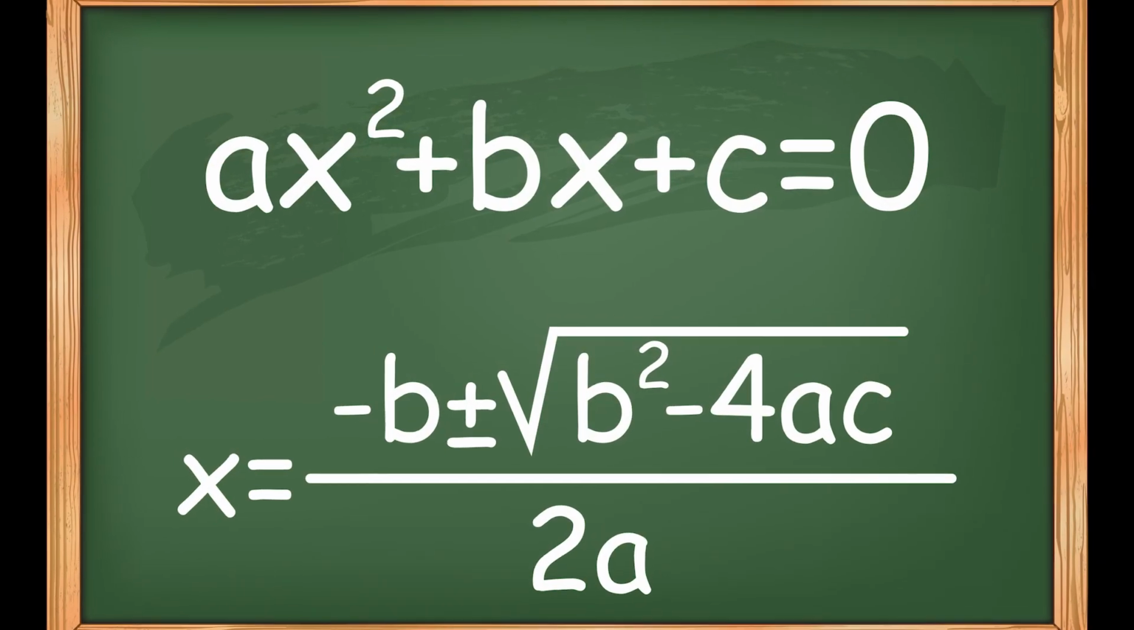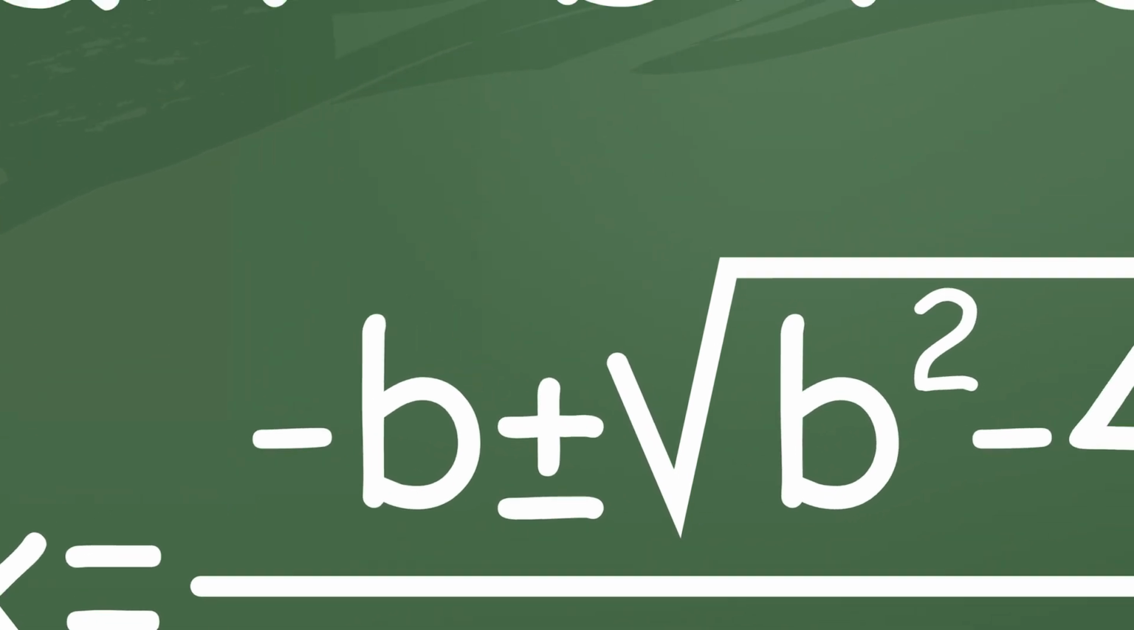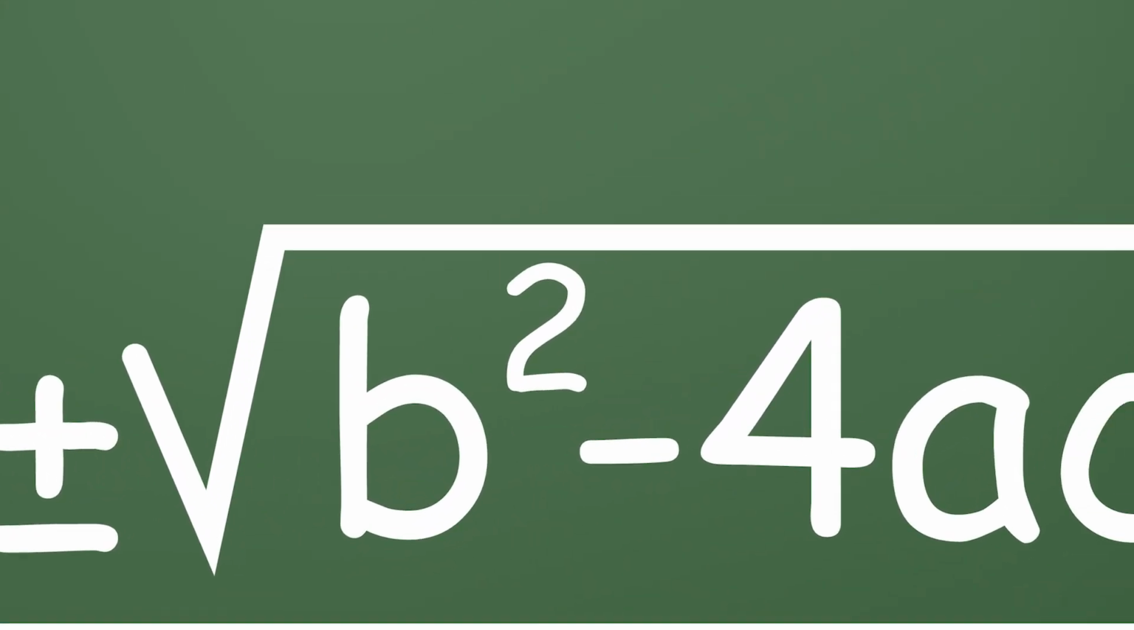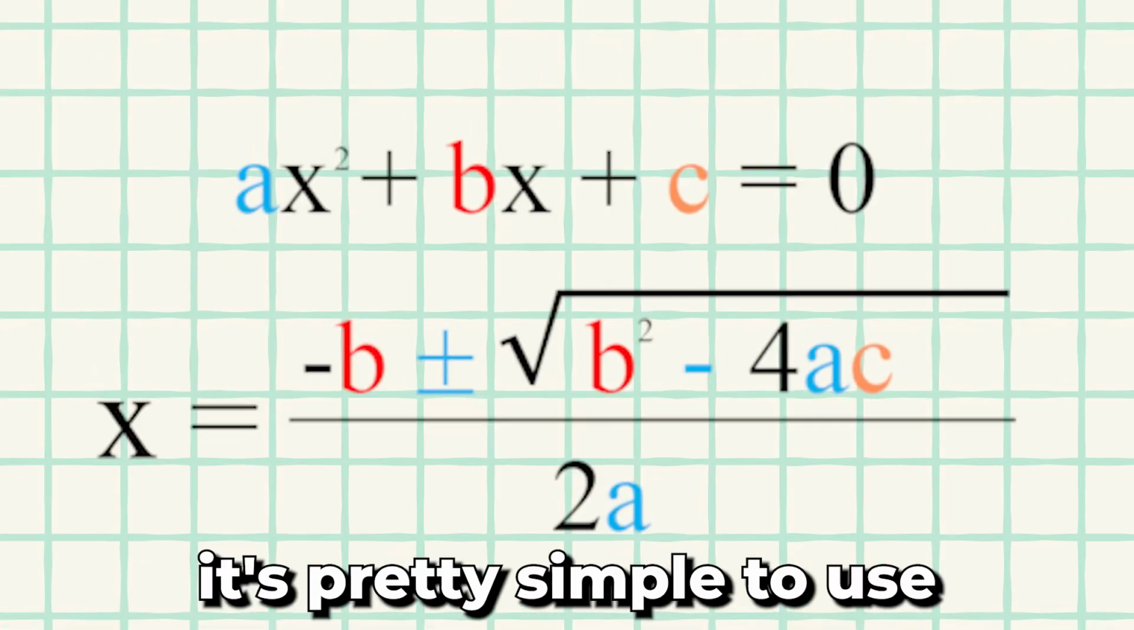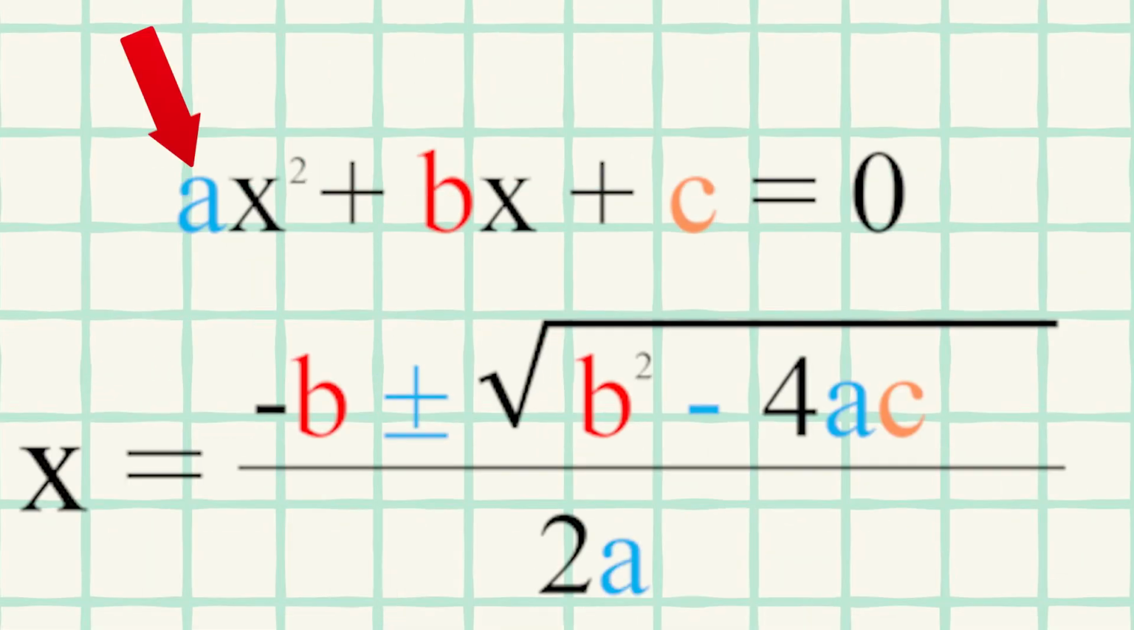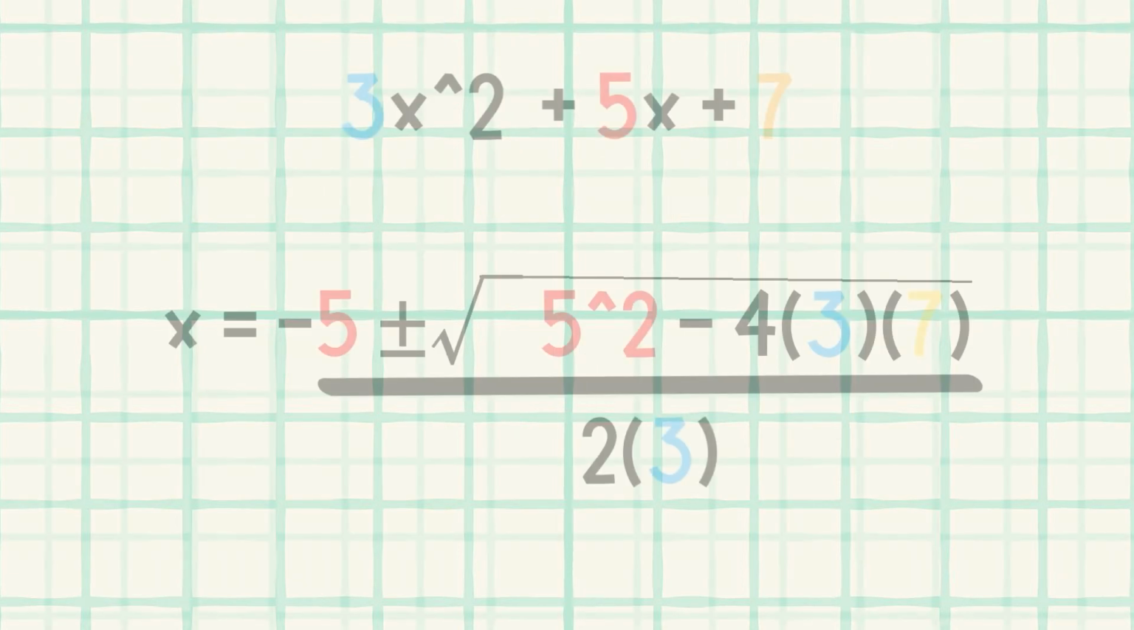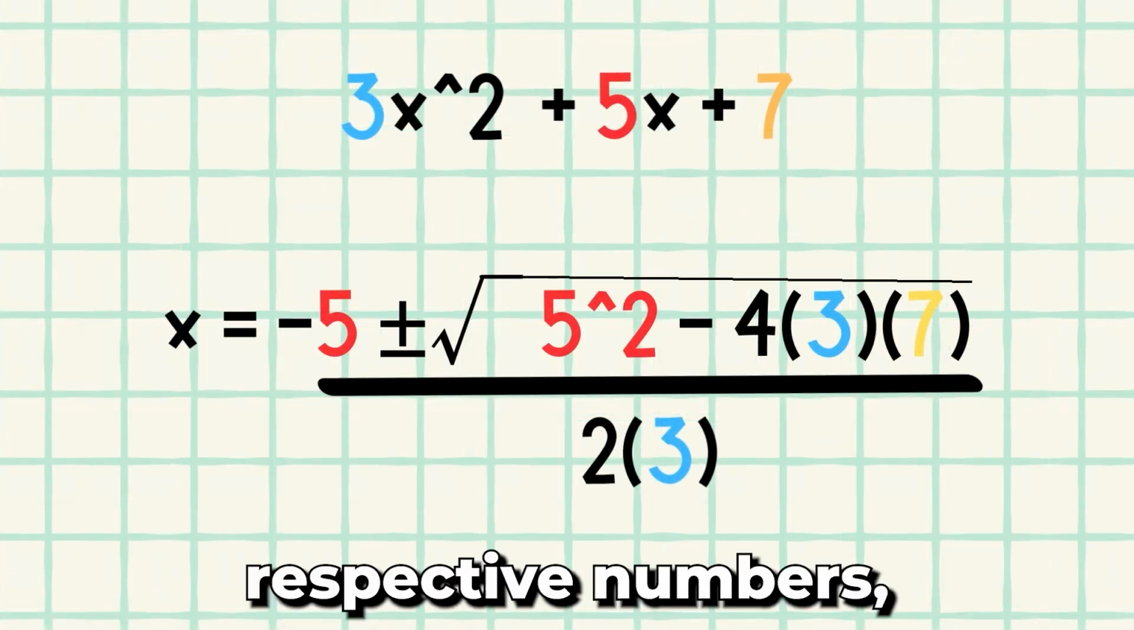The quadratic formula is x equals -b plus or minus the square root of b squared minus 4ac over 2a. It seems complicated, but it's pretty simple to use. In this formula, a is the number in front of x squared, b is the number in front of x, and c is the constant. You simply have to just replace the variables with their respective numbers.